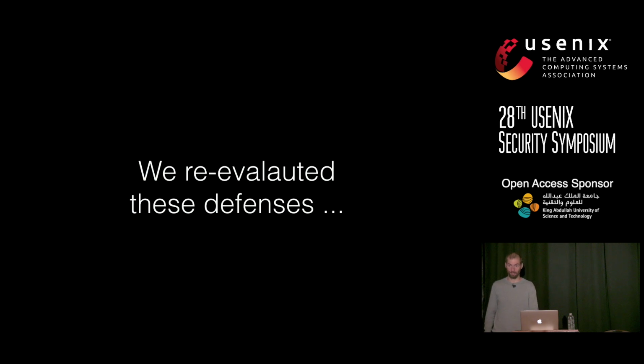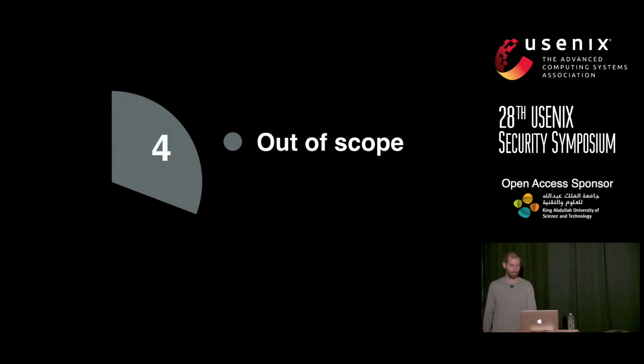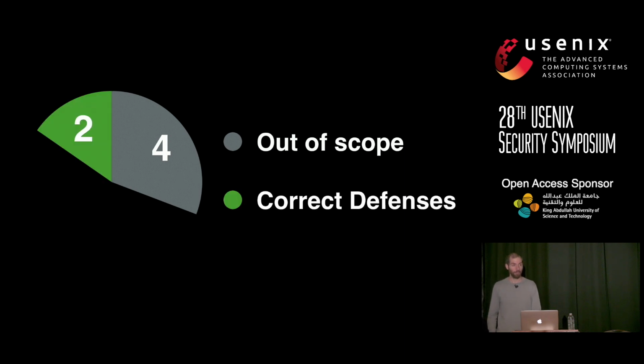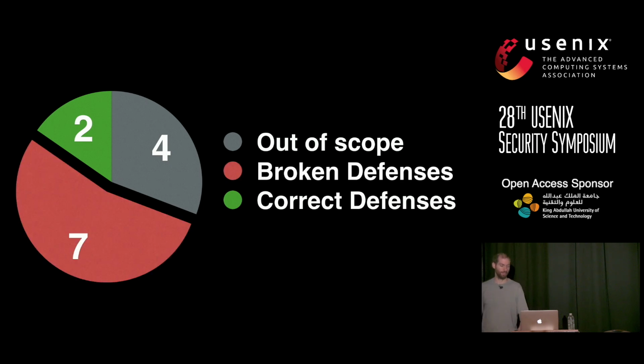We reevaluated these defenses, and we placed 4 of them out of scope. These were defenses that had threat models that were incompatible with ours, or that had some certified claim that they could prove that it was robust under some specific distortion model. I'm not in the business of doing proofs, and so we just said, let's put those out of scope. 2 of them were correct. I'll come back to what I mean exactly by correct in a second. And the other 7 were broken.